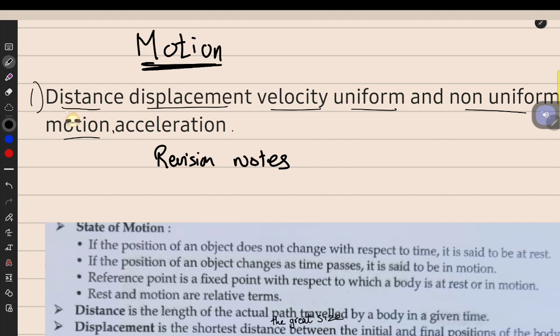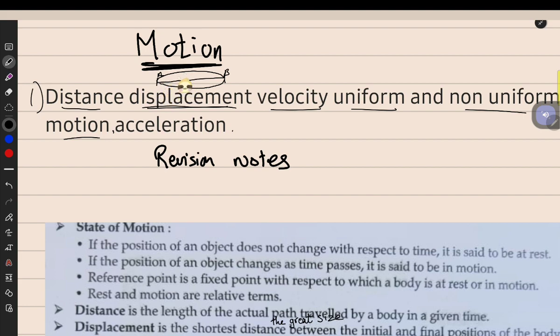We know what is meant by distance. Distance means what we have traveled. Displacement means the point from one place to another place. So the point between A to B is called displacement. If a bus is traveling on a route from A to B and B to A, what is the displacement of the bus? The displacement of the bus is zero.